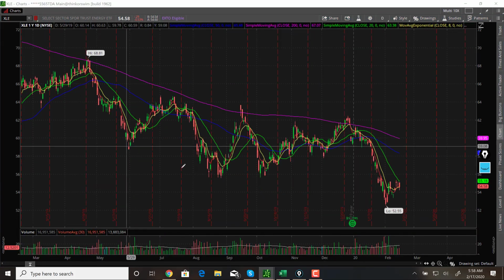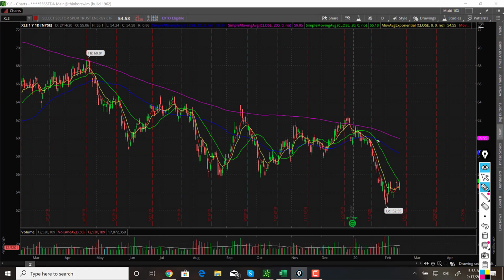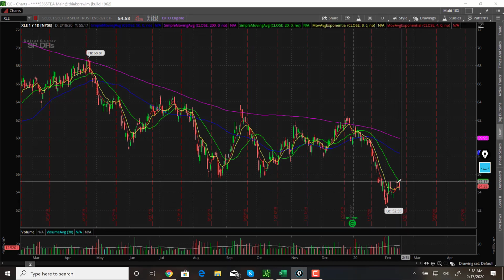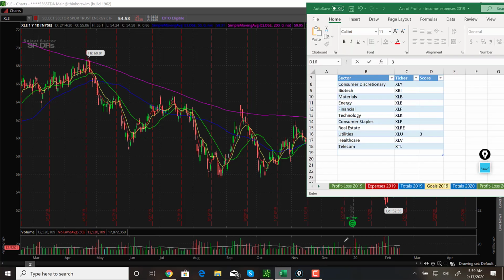Next is energy. So there's a 20-50 crossover, meaning the 20 crossed below the 50. You see we sold off, we found support, and we're bouncing higher to the 20 SMA. They're going lower, so this to me, for this week, I'm going to give it a -2. And the reason I say that is because it looks like it's starting to bounce and may recover and may get above the 20 SMA. So I'll just give it a -2.